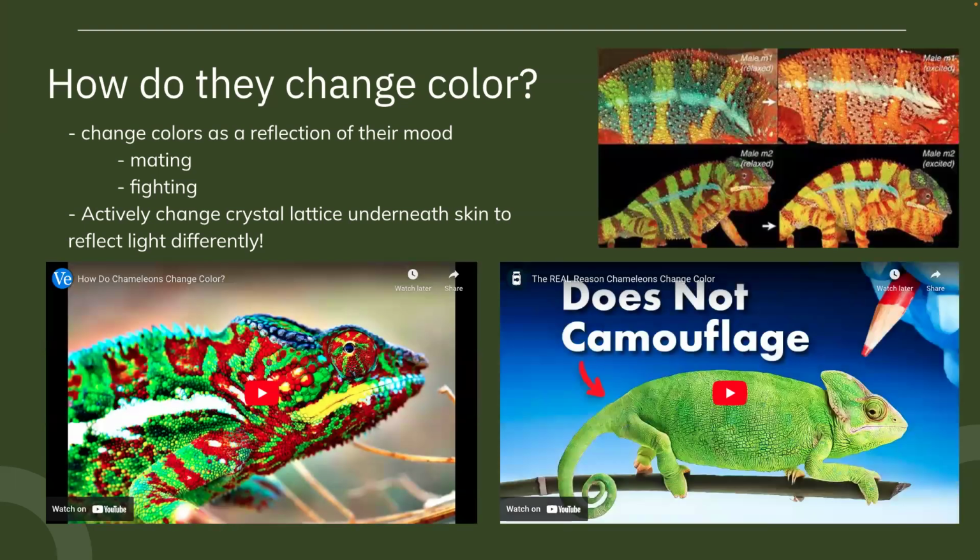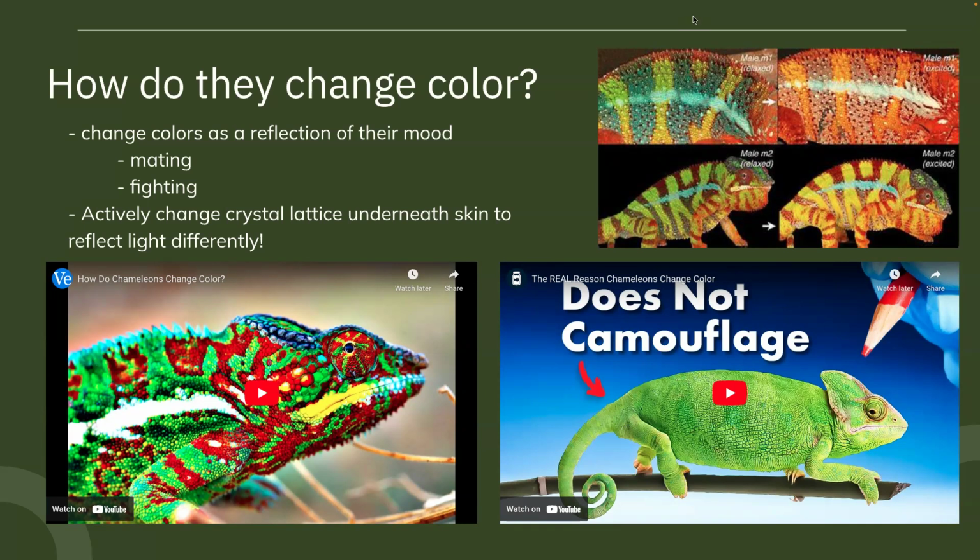So now that I've shown you how these colors are being used, how are they changing color? Their color is not actually changing because of camouflage. Their initial color is the best form of camouflage, but changing their color is a reflection of their mood. So when they're mating or fighting, they'll change these colors. As you can see in the top right, there's a picture. The first is when the male is relaxed, and then on the right, when it's more yellow, that's when that male is more excited, is kind of the word they used. So they change these colors.